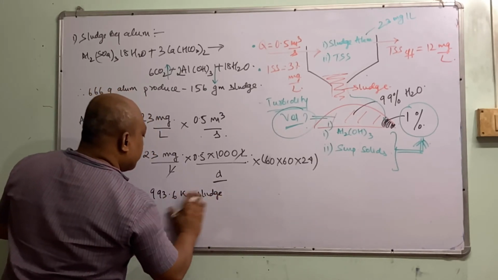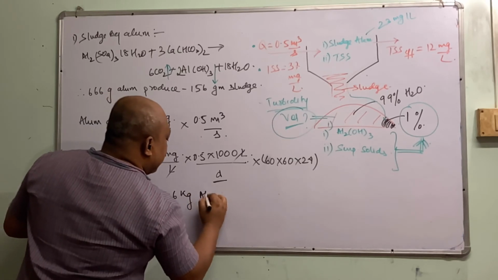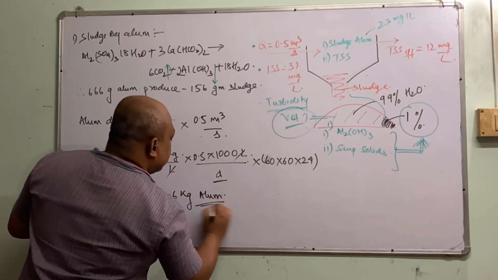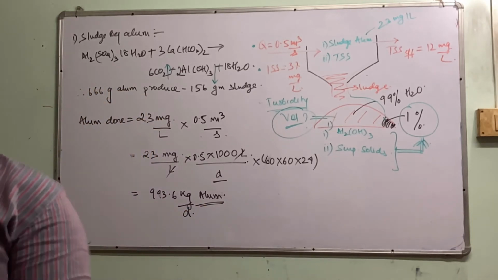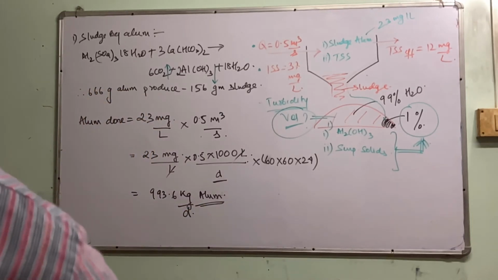Oh, I'm sorry, that is not sludge. That means every day this much alum is used. 993.6 kg of alum is used every day. Fine.